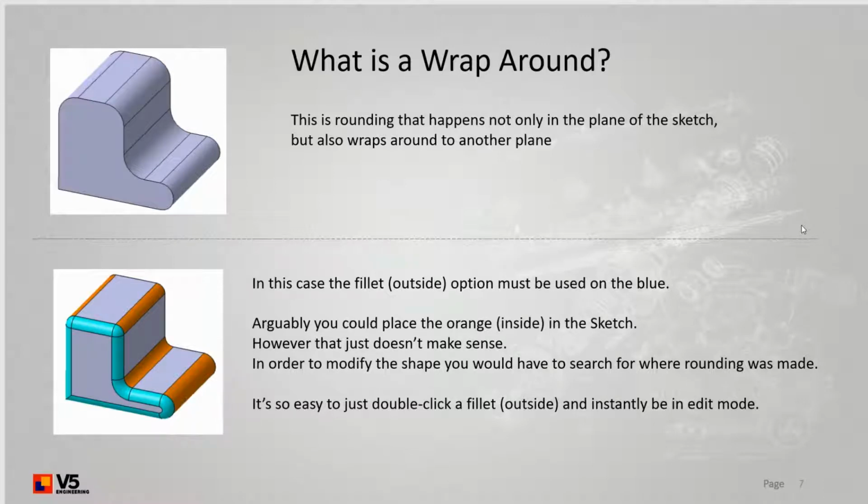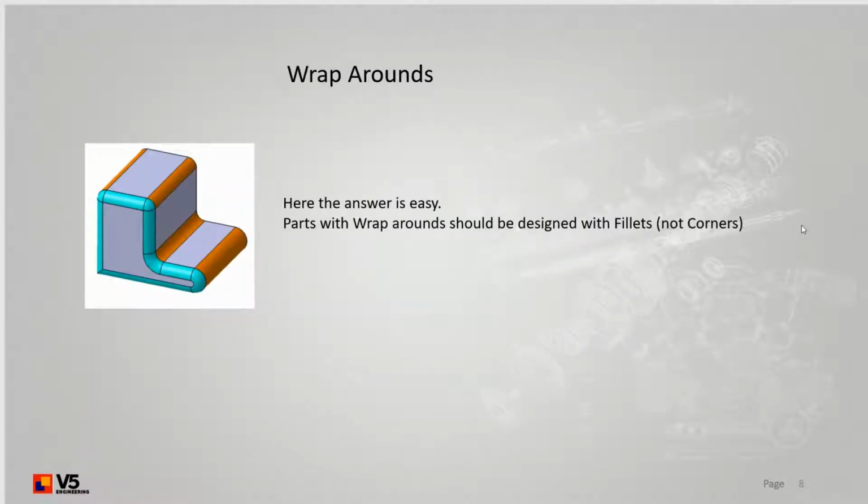If you double-click the blue fillet, it would go directly into edit mode. So it makes sense that we would make all of these fillets blue so that double-clicking any one of them would instantly put you into edit mode for the fillet. So for wraparounds, the answer is easy. Parts with wraparounds should be designed with fillets and not corners.